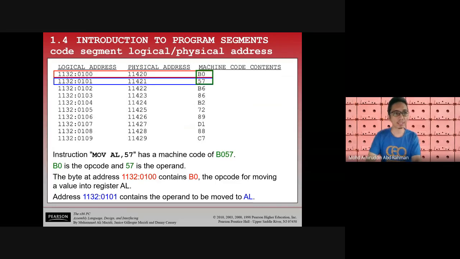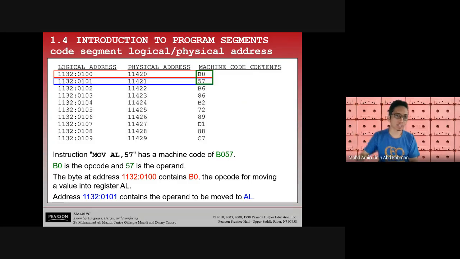Okay, let's say here we have the instruction of move AL 57. The machine code for this is B057, and the B0.